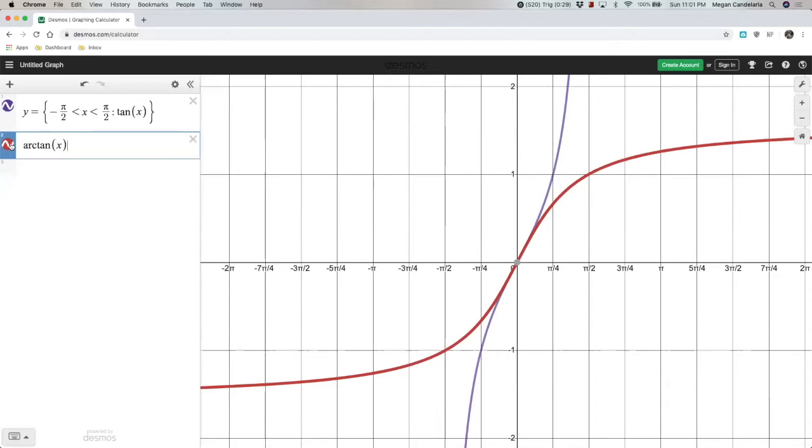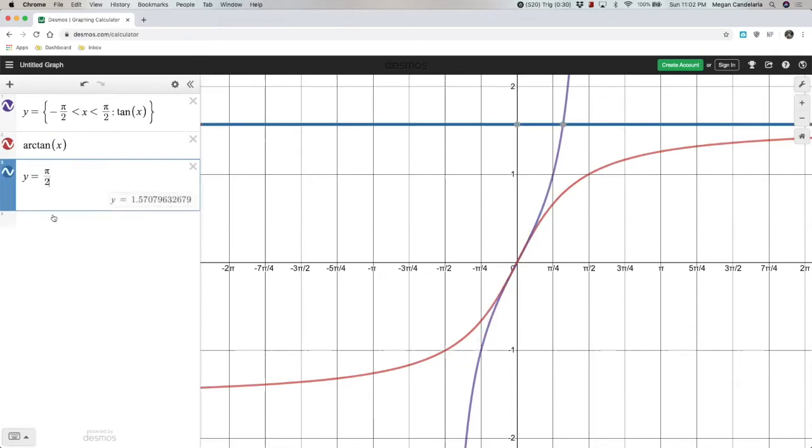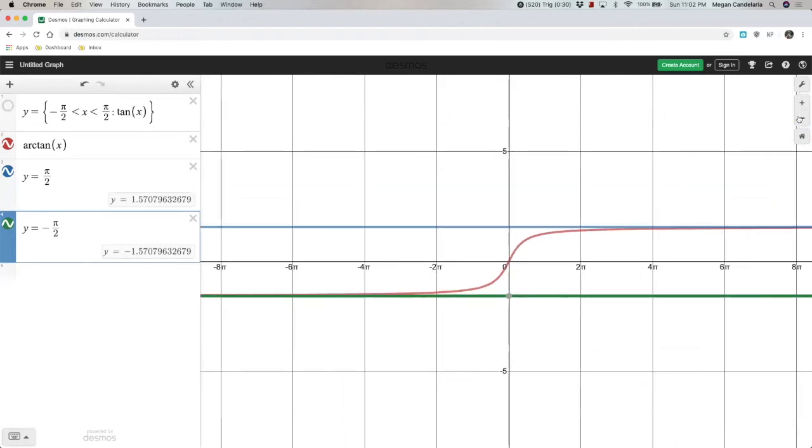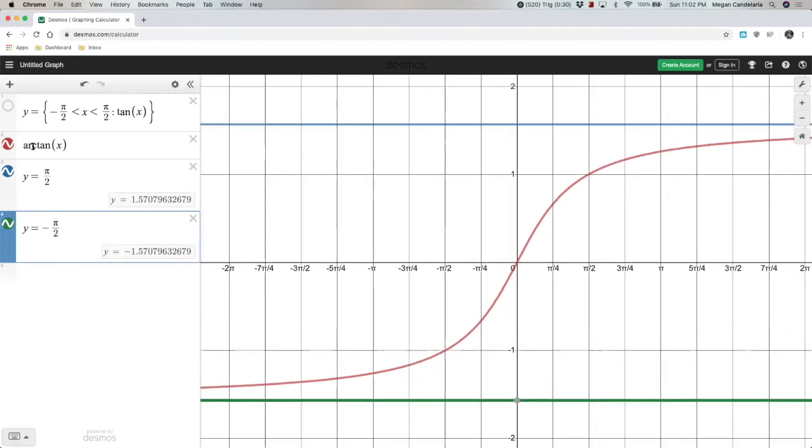Well, again, to help with that, it helps us to think about our original limited domain tangent function. Clearly the domain of our tangent function is -π/2 to π/2. That means the range of our inverse tangent function should be -π/2 to π/2. So let's check that. y equals π/2 and y equals -π/2. Notice that our arctangent function, the red graph, is sandwiched between those two lines. Those act as horizontal asymptotes for that graph.